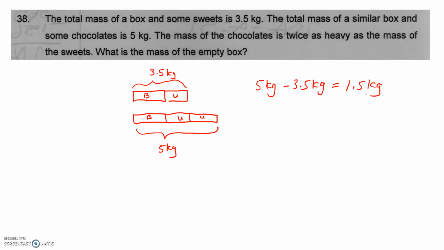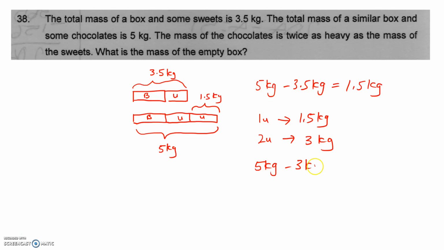Okay, now by right it should be 1.5. Now then we can find already 1 unit is 1.5 kg, because here is 1.5. We minus already, here is 1.5 kg. So 1 unit is 1.5 kg. 2 units will give you 3 kg, 1.5 times 2. Then this whole box plus the chocolates is 5 kg. So 5 kg minus 3 kg will give you 2 kg. This will be your box. How heavy is your box? Okay, go and think.